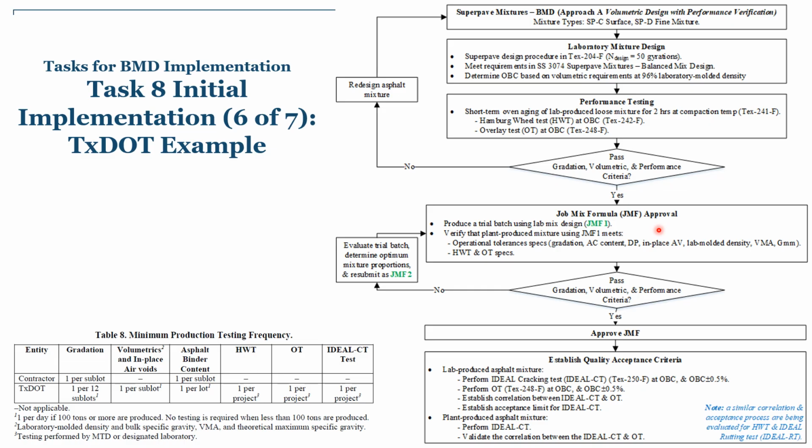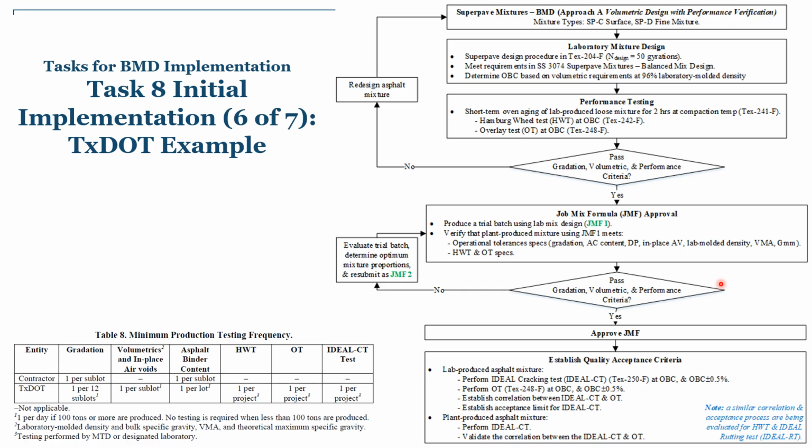So the produced asphalt mixtures from the trial batch have to meet all of these requirements. If not, then the contractor has to evaluate the trial batch, determine what changes can be made to the mixture proportions, and resubmit a job mix formula 2. Now, once we have plant-produced asphalt mixtures that meet all the requirements, then we have an approved job mix formula. At that point, the quality acceptance criteria are established.